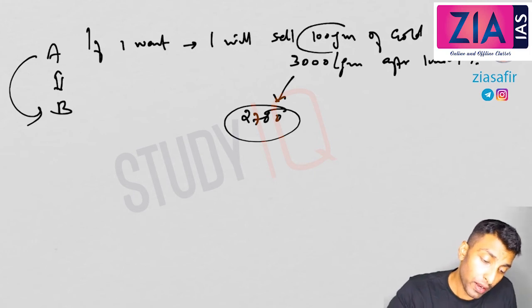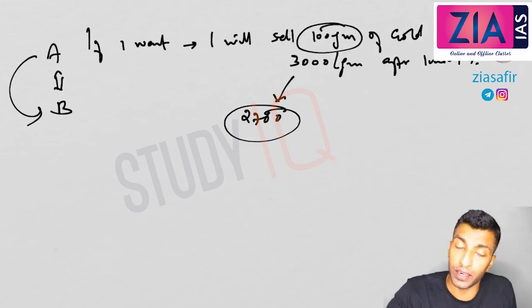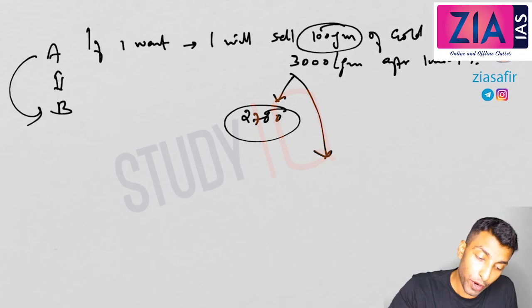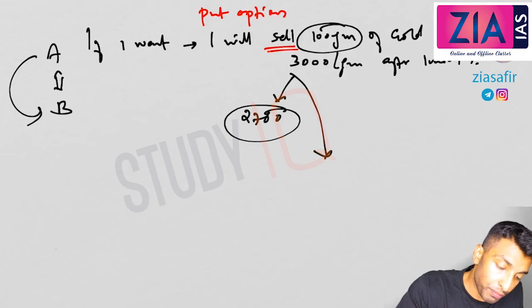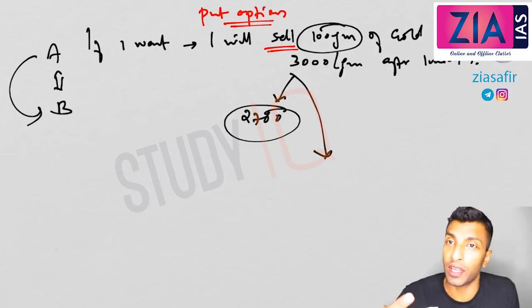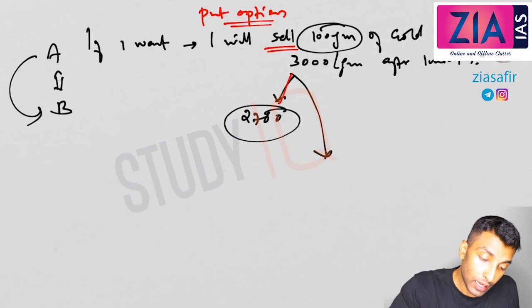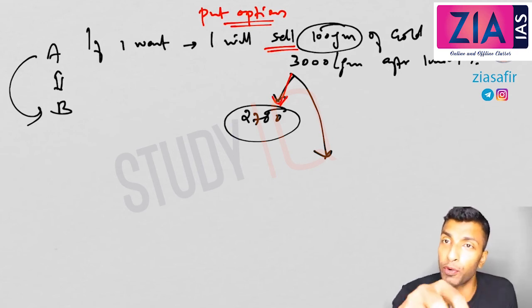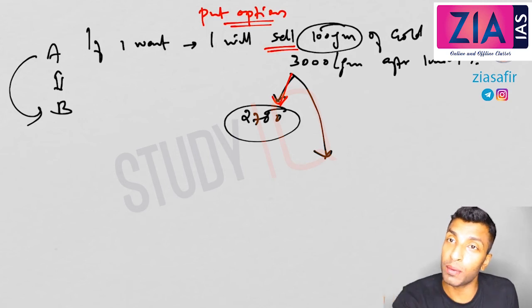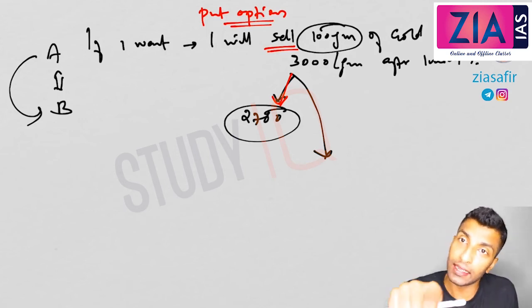2,700. So what will happen? 100 gram, 2,700. So you will make a profit, right? Because here you are selling. Selling means it's a put option. This is a case of put option. You have the right to sell. You have the option to sell. So when the price comes down, you will benefit. When you are going for put option, when your view about market is bearish, and that has actually happened.